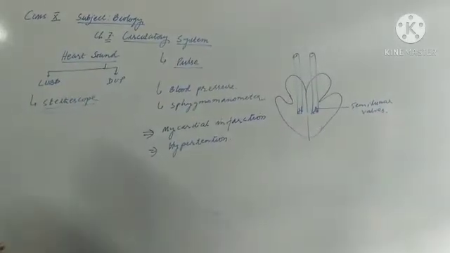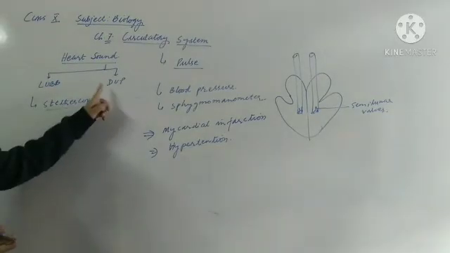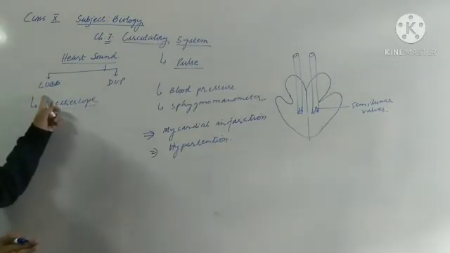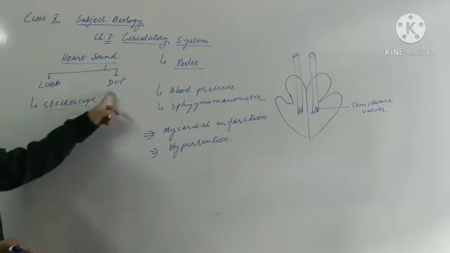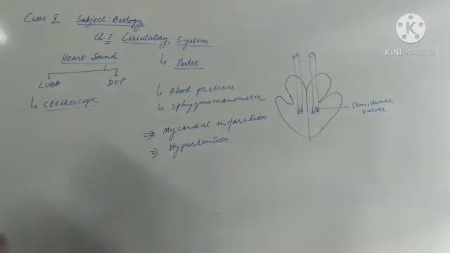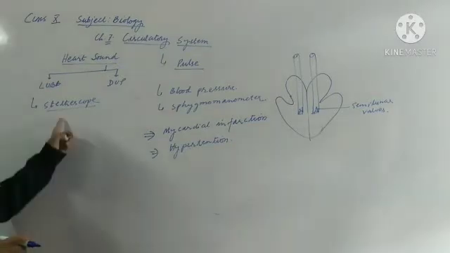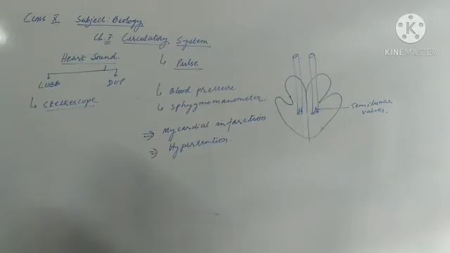So just now two points I told you. Lub is the first sound of the heart. Dub is the second sound of the heart. Lub sound is produced by the closure of AV valves, and dub sound is produced by the closure of semilunar valves. Then again, to hear this sound, doctors mostly use the instrument called stethoscope. So this is also a point you need to remember here.